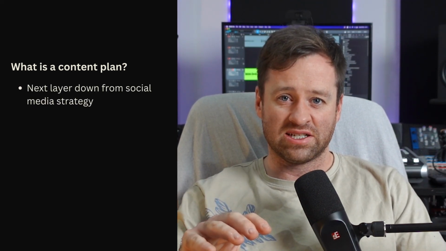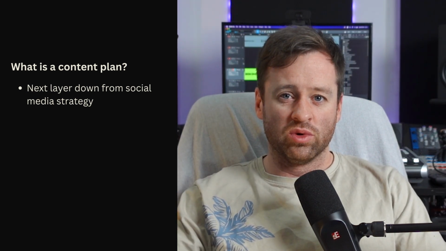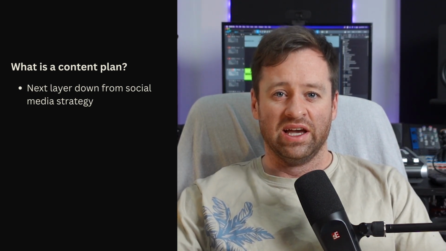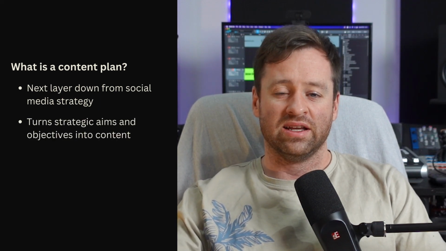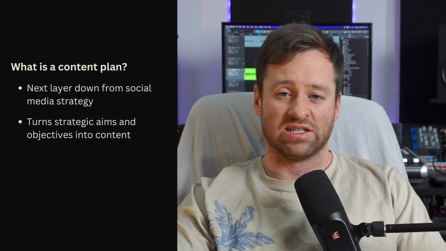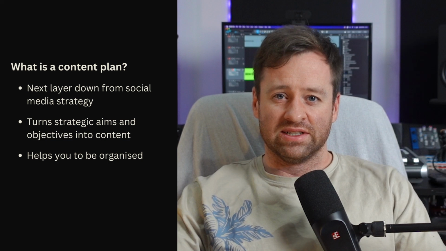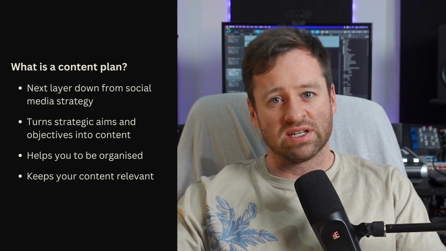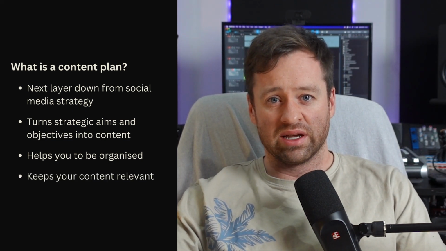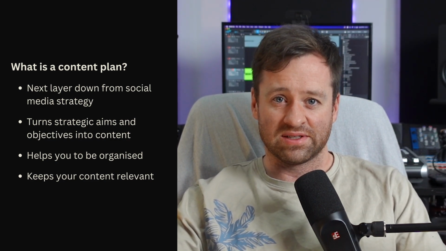So a content plan is really important for your organization because it's the next layer down from having that strategy in place. So it helps you to turn the things you've said you want to achieve in your strategy into actionable content that really hits those aims and objectives that you set out in the strategy. It helps to keep you consistent, and it enables you to be confident about having a variety of different types of content, whilst also knowing that all of that variety is still going to hit those same goals and objectives.